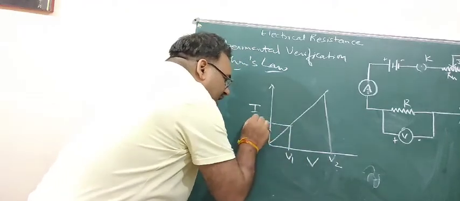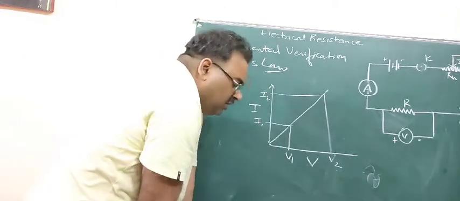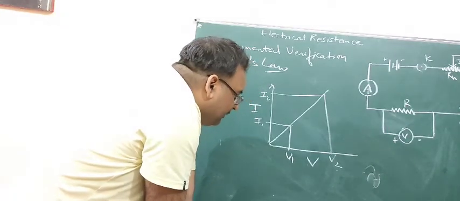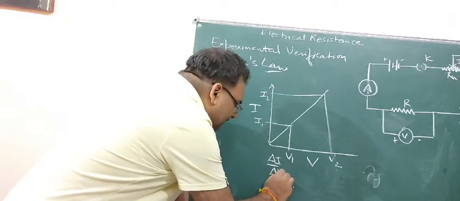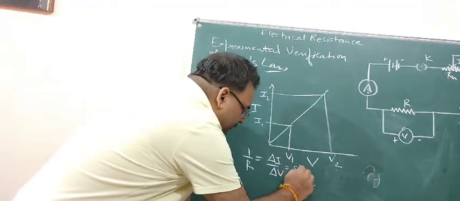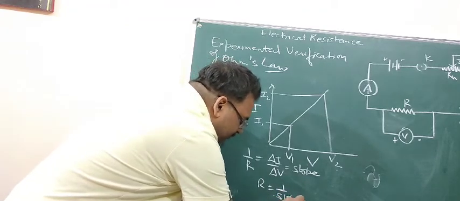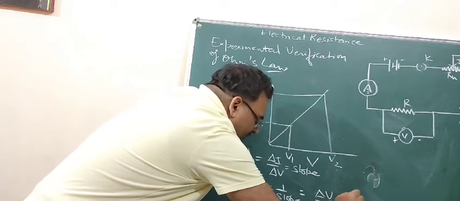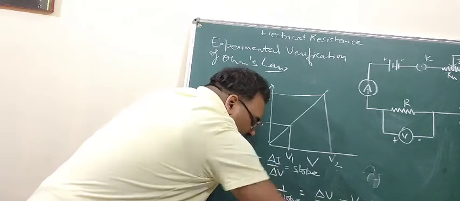And here I1 and I2. So we will find out the slope of the graph. The slope of the graph will be delta I upon delta V, and that is equal to 1 upon R. So R, this is slope. So R will be equal to 1 upon slope, that is equal to delta V upon delta I. What is delta V? V2 minus V1 upon I2 minus I1.